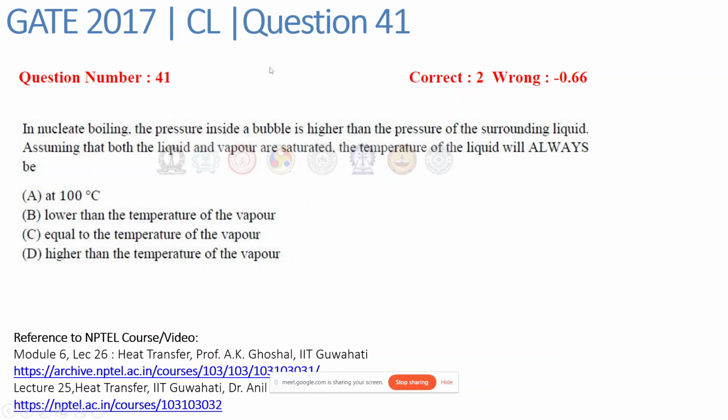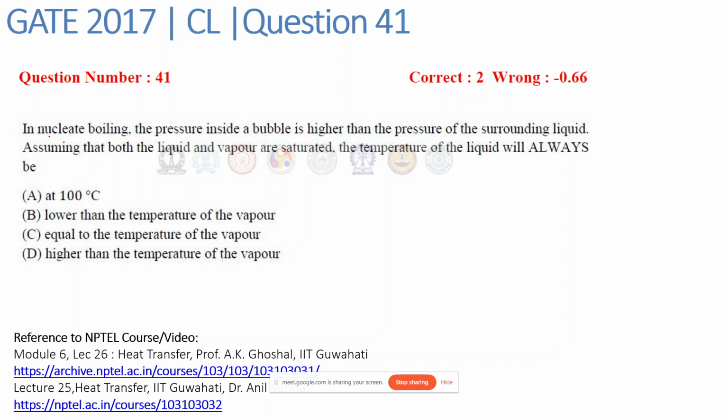Okay, so let's look at this next question. This is question 41, in which we have been given: in nucleate boiling, the pressure inside a bubble is higher than the pressure of the surrounding liquid. Assuming that both liquid and vapor are saturated, the temperature of the liquid will always be dash. So let's just look at the solution over here.